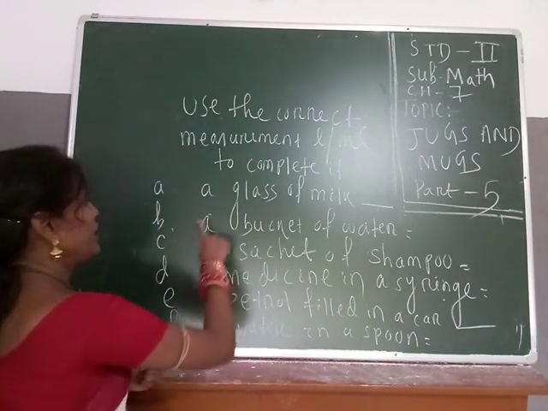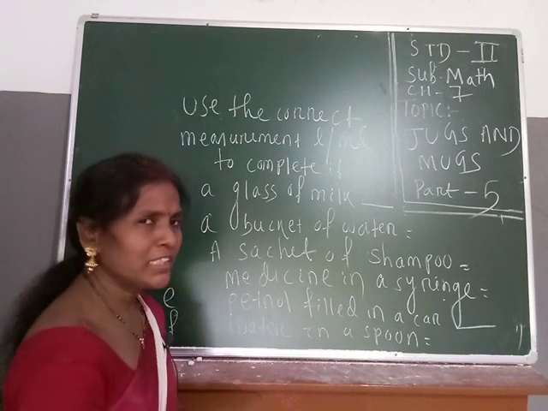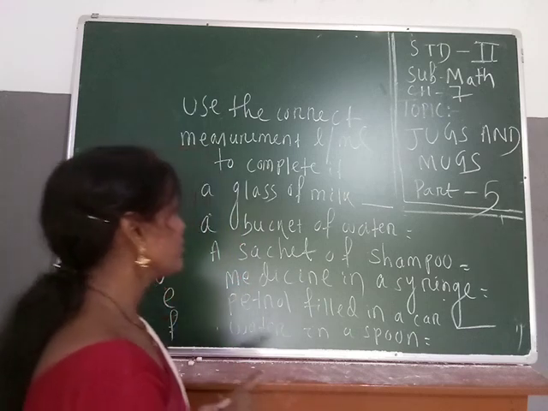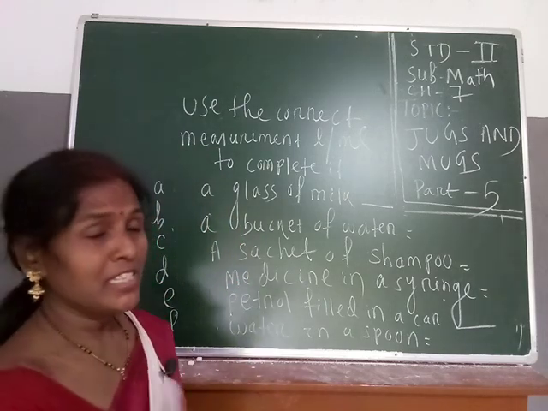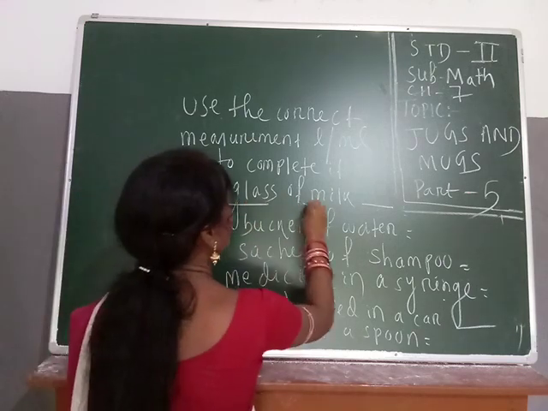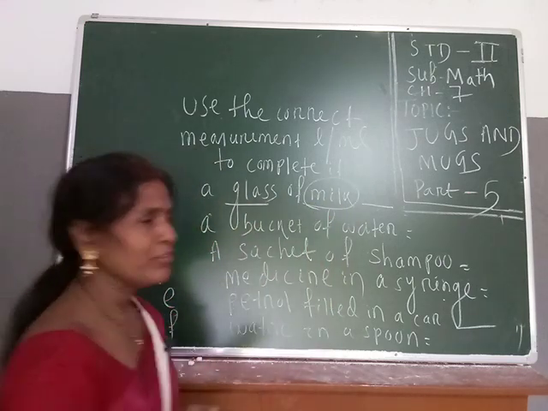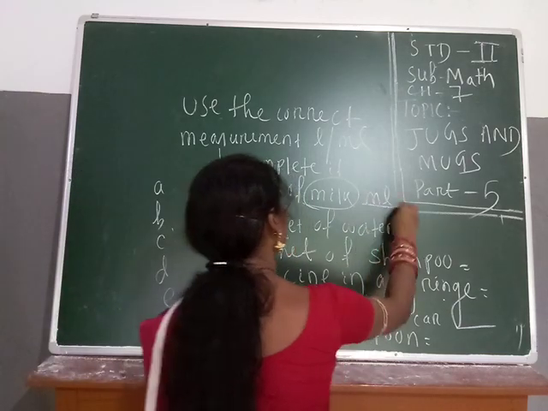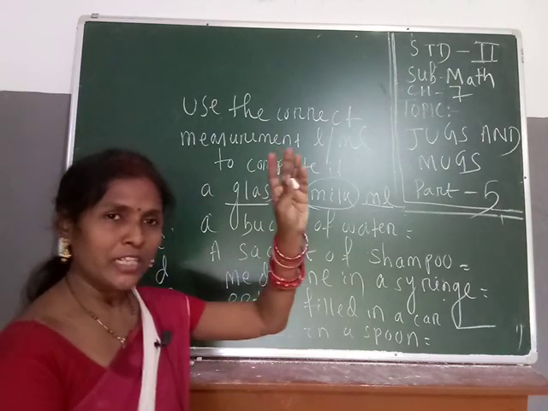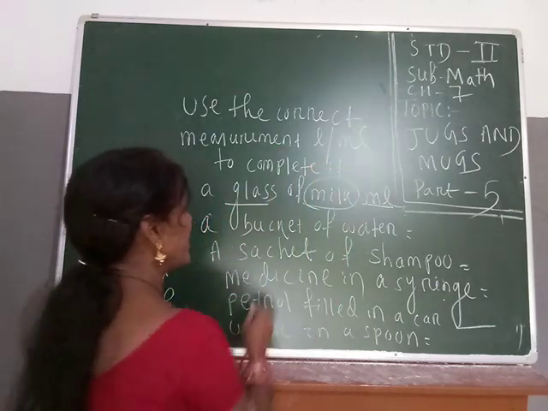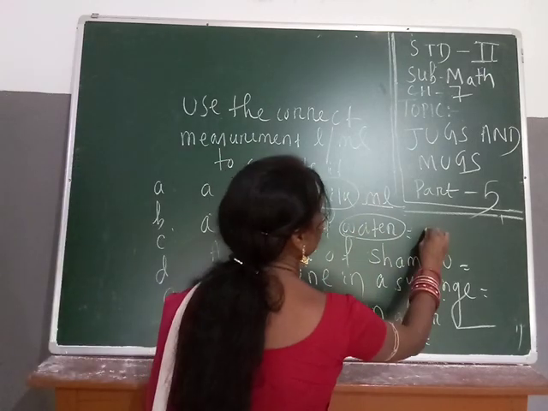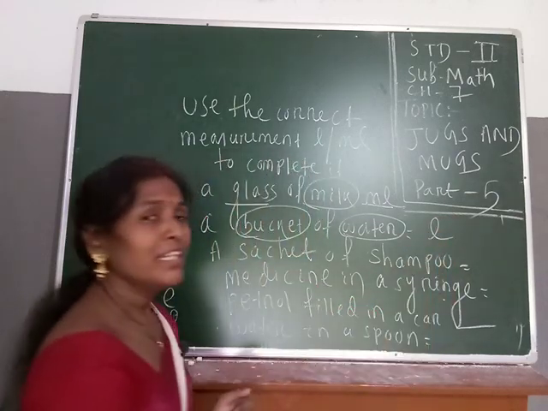Okay, first question is a glass of milk. So students, I have discussed with you that if a small quantity of liquid is in your container, here the container is your glass and liquid is your milk. So we will use milliliter. Okay, very good. Now a bucket of water, you know, bucket is a big size. In that case, bucket is one container and water is the liquid. So you will use liter.